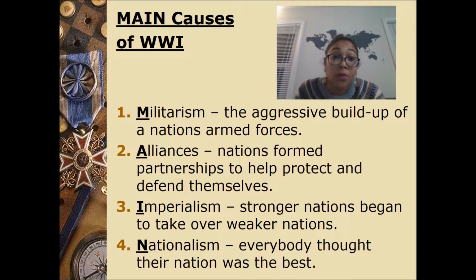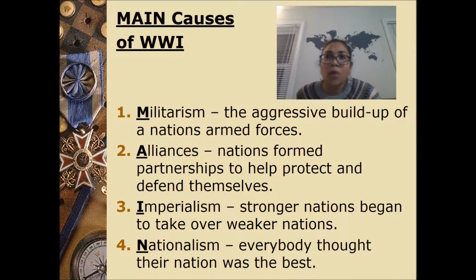So we want to review the main causes of World War I, and this is something that's really important to know. The main causes are going to be militarism, which is building up your army, gathering weapons, and increasing the amount of soldiers that you have. Alliances is making friendships and forming pacts with other nations in order to have each other's backs in case of a struggle.